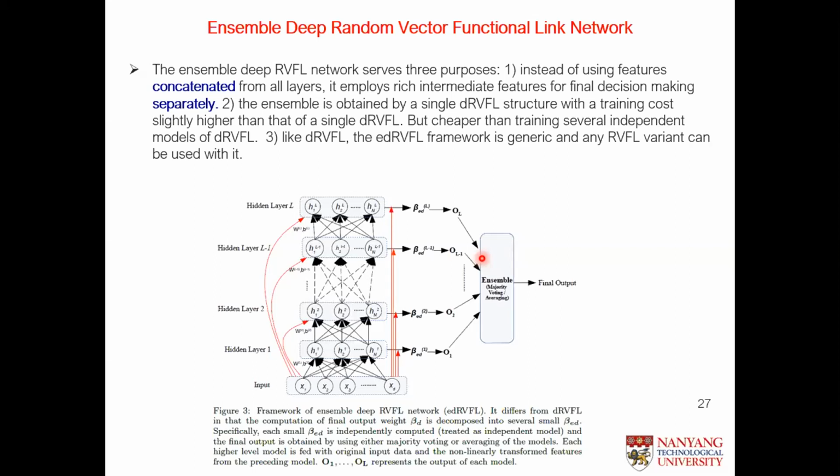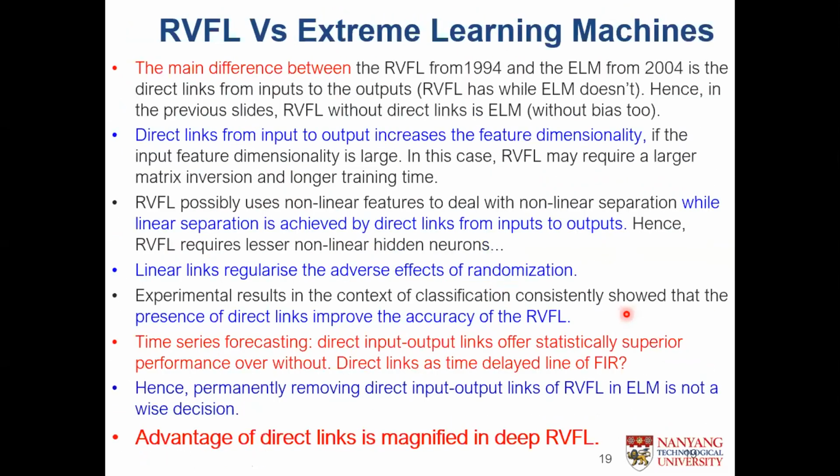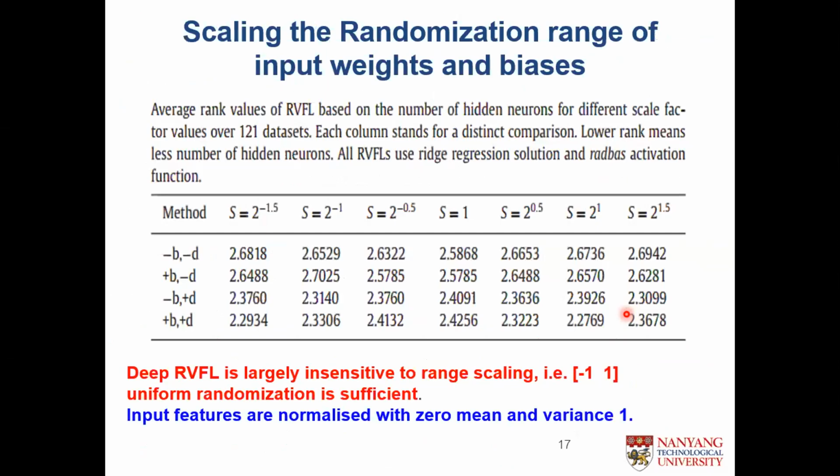Yes, please. Thank you for your very interesting and inspiring presentation. I have a question about random parameters. Could you explain how you select random parameters in this deep architecture? My experience is that these two parameters, weights and biases, should be selected separately because they have different functions. So could you explain how you select these parameters?